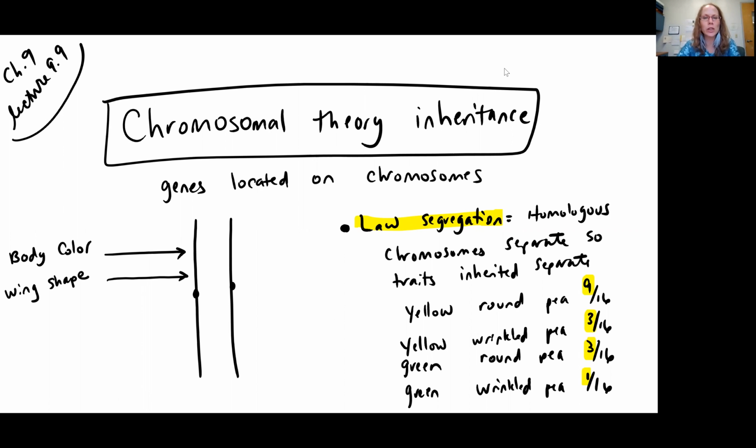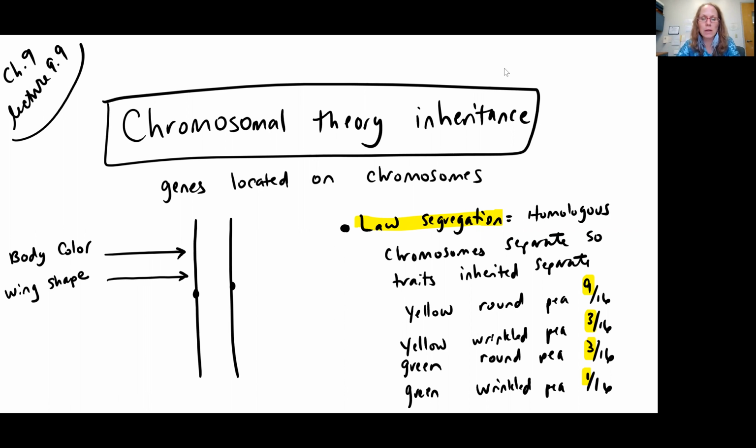We need to spend just a little bit defining what is meant by the chromosomal theory of inheritance. Now, we have been using it and assuming it as we've talked, but here let's actually put a name on it. So basically, the chromosomal theory of inheritance just tells us that genes are located on chromosomes. Well, we already knew that, okay?